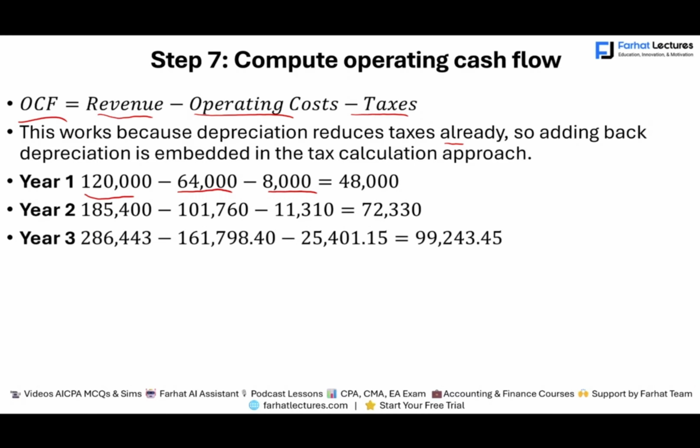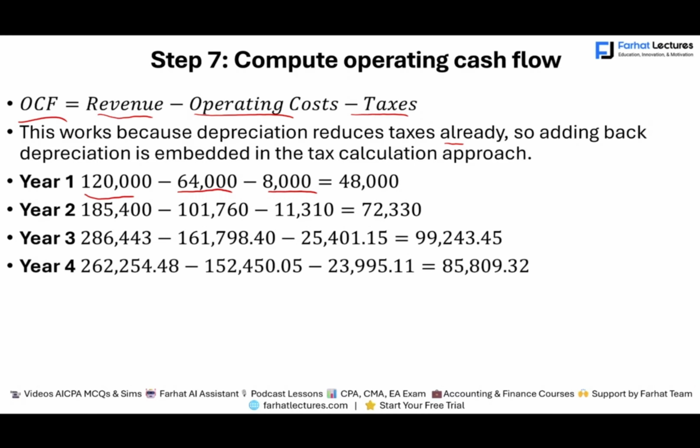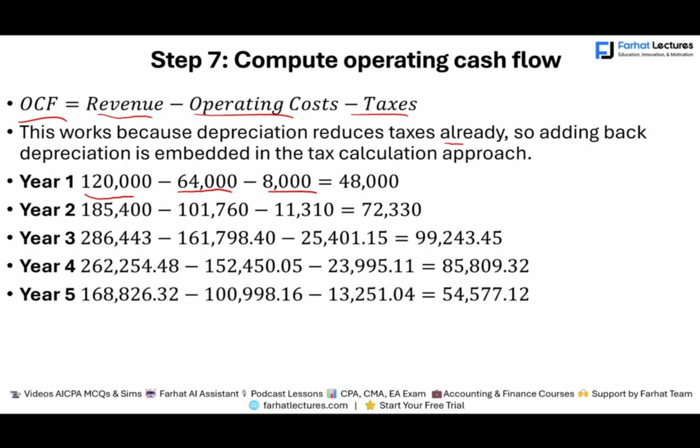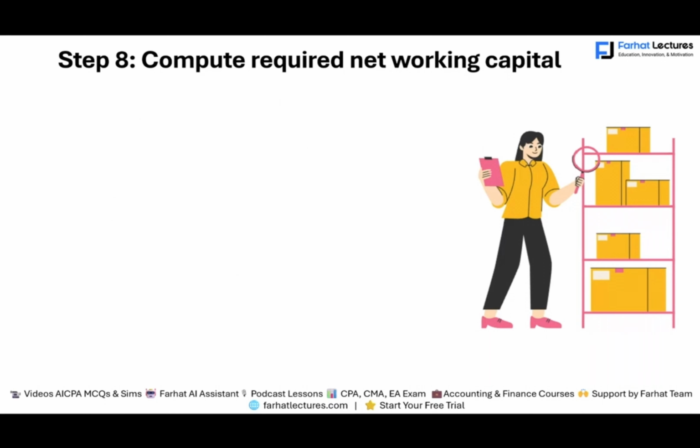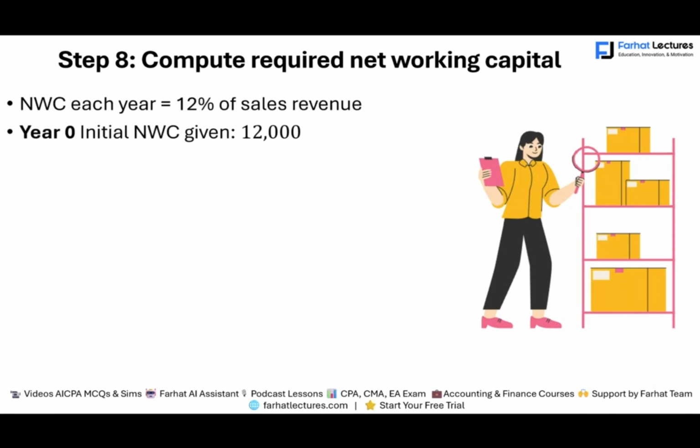Year 3, $99,243.45. Year 4, $85,809.32. And year 5, $54,577.12. Now we need to include the required net working capital, because remember, we need those supplies and inventory every year, and it will start at $12,000 given in year 1, then it will be 12% of sales for every year.